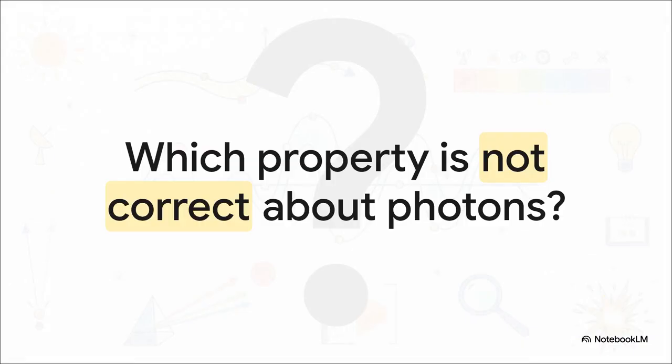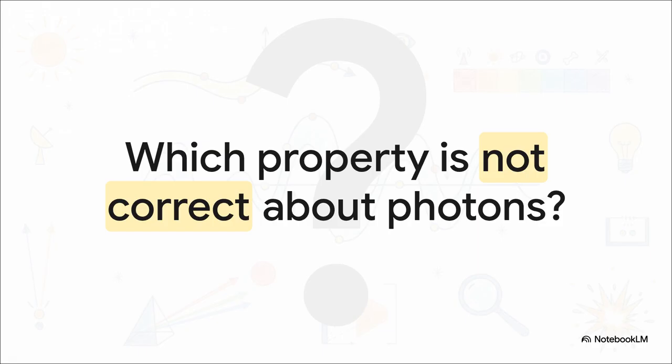Okay, so here's our target for today. The question asks, which of the following properties is not correct about photons? And our options are A, have zero mass, B, possess the speed of light, C, are in continuous motion, or D, have mass at rest.